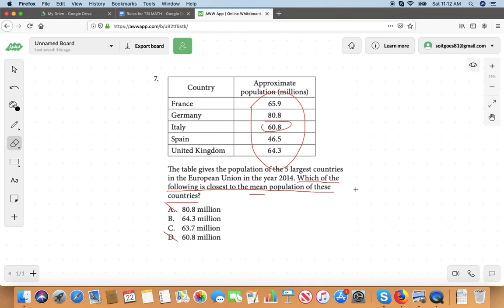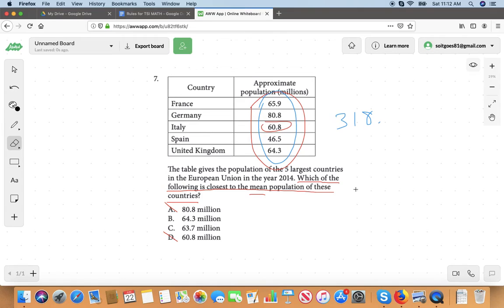Now we know we've got to add up all these 5 values here, and this is definitely going to require some calculator action. No problem. Let's do it. So I've got 65.9. I'm going to add 80.8. Then I'm going to add 60.8. Then I'm going to add 46.5. Then I'm going to add 64.3. That gives me 318.3.